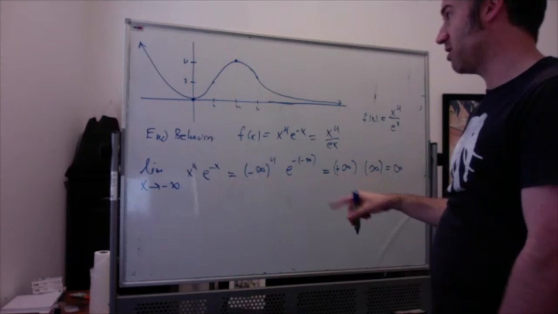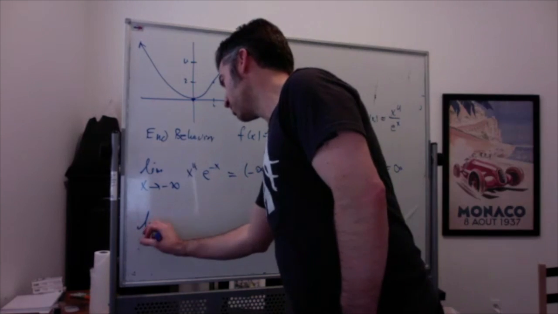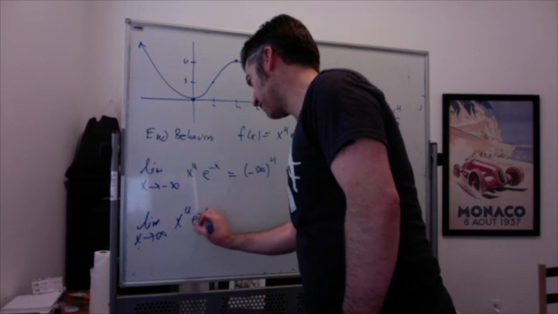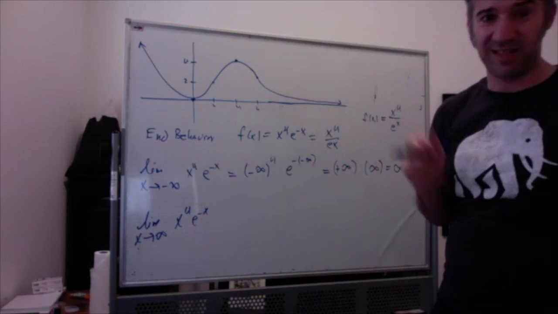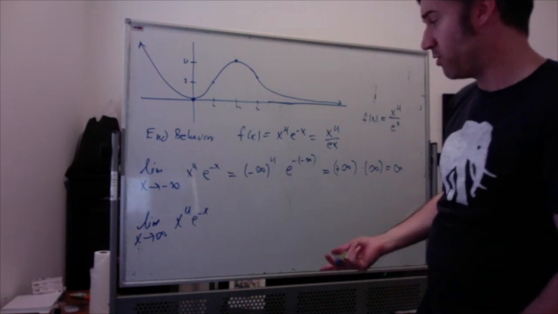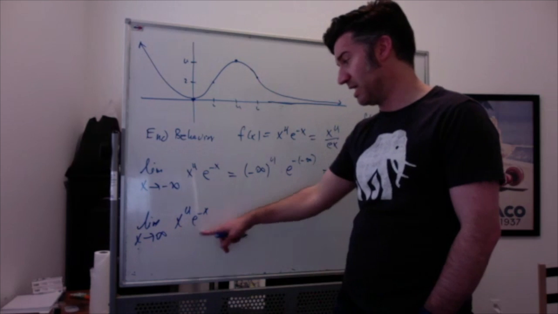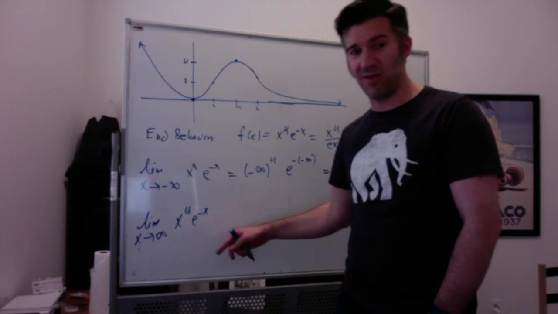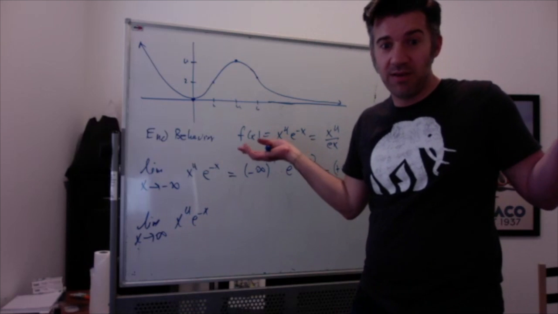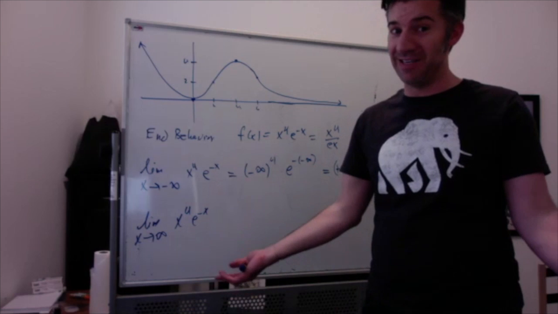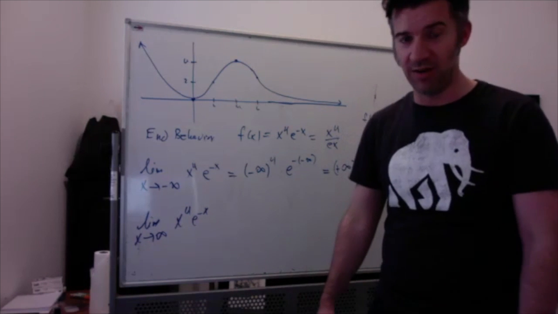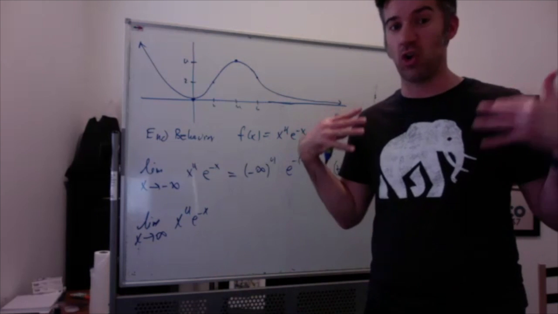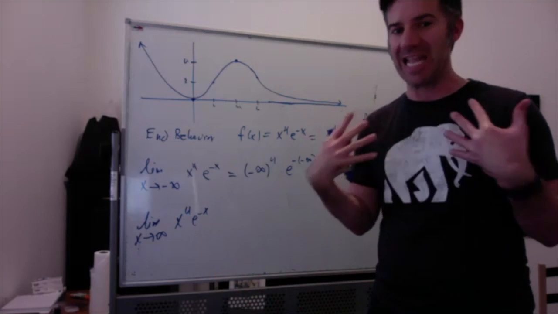All right, how about to the right? So the limit as x goes to infinity of x to the 4th e to the negative x is less clear. In fact, it's an indeterminate form. If you plug in infinity, you get infinity, and e to the negative infinity is 0. So infinity times 0 is... Sometimes infinity times 0 is infinity. Sometimes infinity times 0 is 0. Sometimes infinity times 0 is 17. It really is indeterminate, meaning it can be anything.